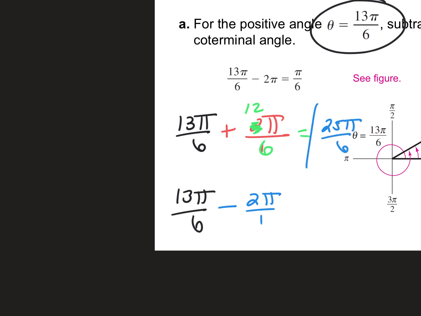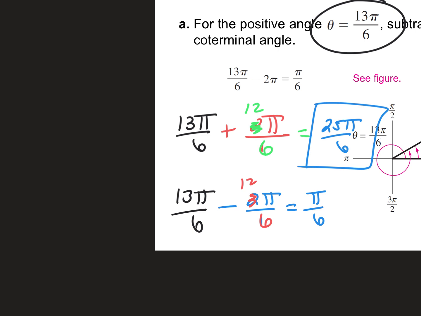Is that a positive number? Yes, so there's your positive coterminal angle. Now I need to find a negative one. Again, if we're going to add or subtract fractions, what do I need? A common denominator. What's my common denominator between 6 and 1? 6. So I multiply the bottom by 6, and I multiply the top by 6. What's 13 minus 12? I get 1 pi over 6. Is that a negative number?